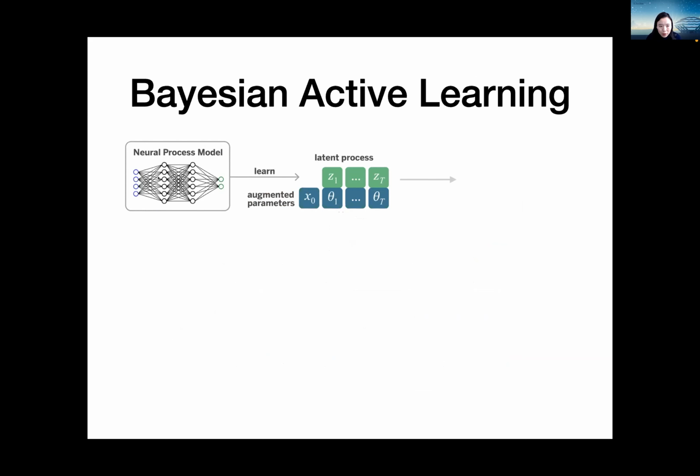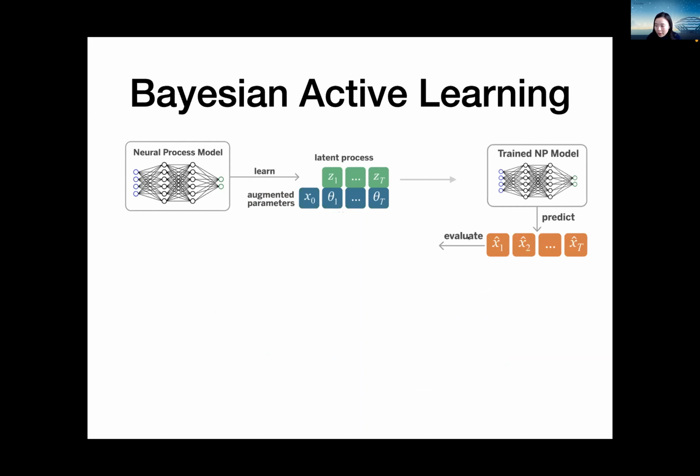So given the neural process model, we will learn the latent process. So now we will ask the neural process model to give us some predictions of the scenario where it's uncertain. So using some given different parameter settings, these are the input, we will ask the neural process model to make some predictions of all kinds of scenarios. And then using these predictions, right now in the first iteration, the neural process is actually very bad because it's trained with very few scenarios. So we ask the neural process to make a rough guess of the possible states of the system.